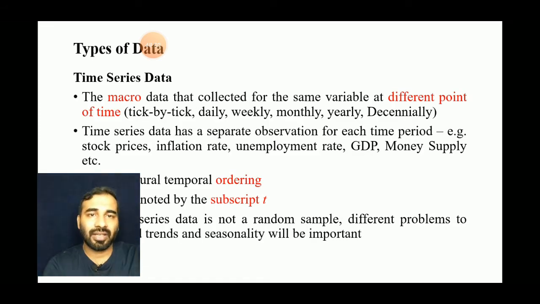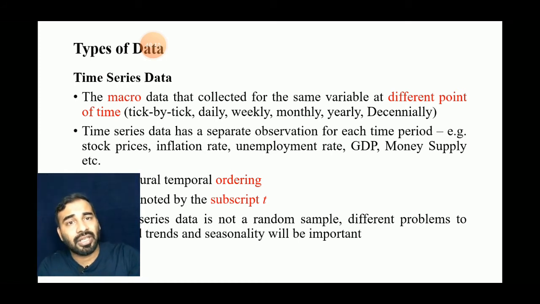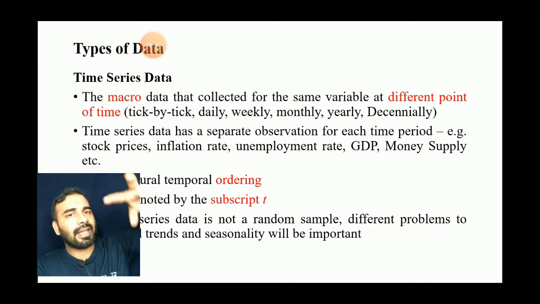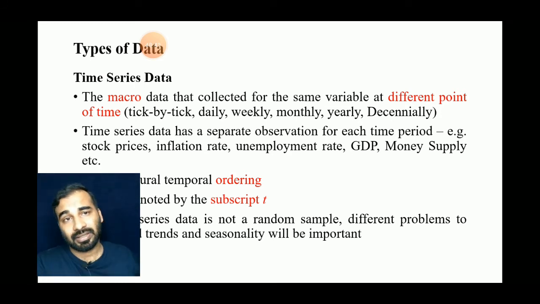What is time series? Time series is two-dimensional data, or data collected for the same variable in different periods of time. We are collecting the data for a variable but in different periods of time. This period may be decennial, annual, biannual, quarterly, monthly, weekly, fortnightly, hourly, secondly, whatever the time may be, no problem. But here we are collecting the data on the same entity or same variable in different periods of time.